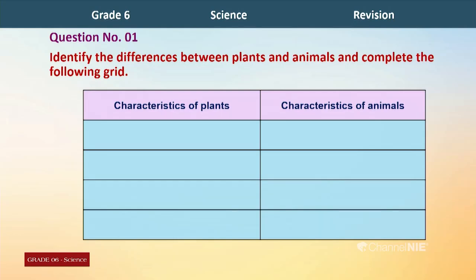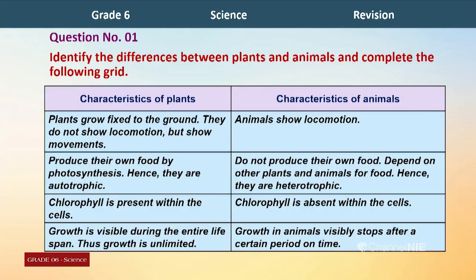Here are the answers given by me. You can see that the plants and animals are compared in the table in this way. Let's take one by one. Look at the first row. Plants grow fixed to the ground. They do not show locomotion but show movements.